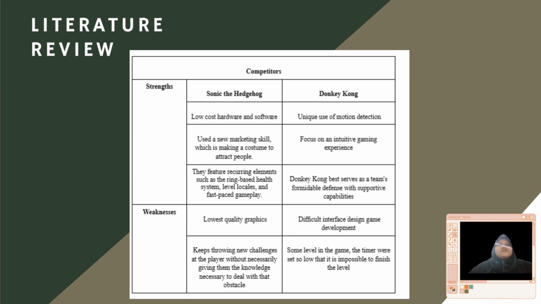The second game is Donkey Kong. The strength of this game, the first one, is the unique use of motion detection. The second one is a focus on an intuitive gaming experience. The third one is that Donkey Kong best serves as a team. Well, the weakness of this game is difficult interface design and game development. And lastly, in some levels in the game, the timer was set so low that it is impossible to finish the level.